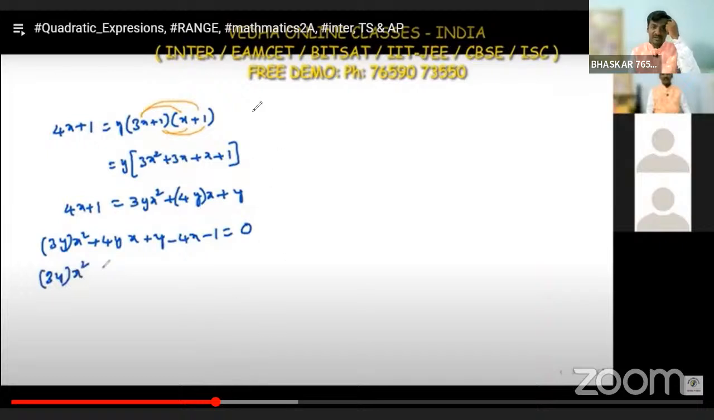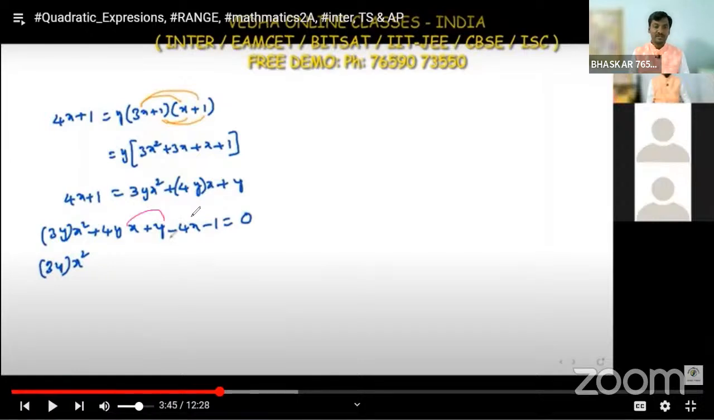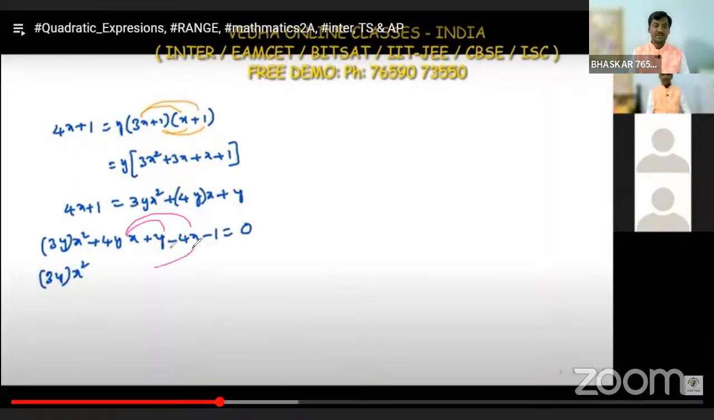After that, this step is important. This step is the only important one. Here, what to take common? In these 2 terms y is common, in these 2 terms x is common, and sometimes 4x is common in these 2 terms. So what to take common? Here most of the students will make the mistake.